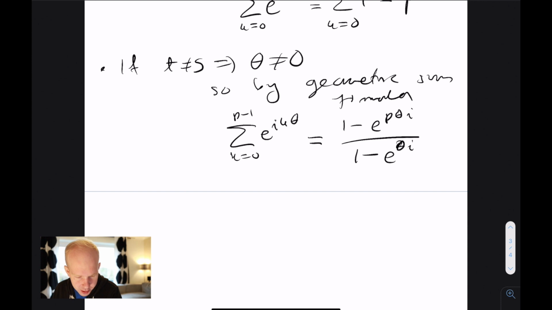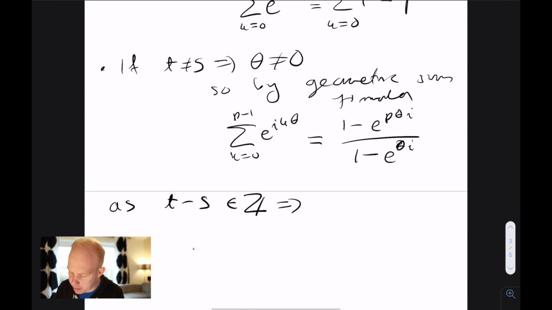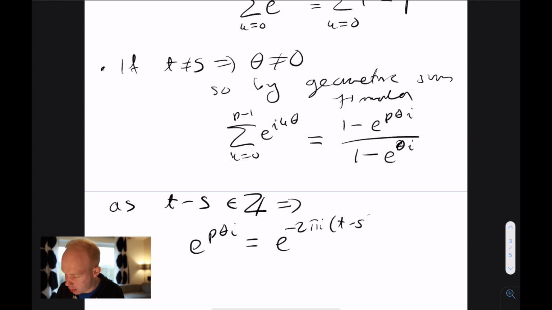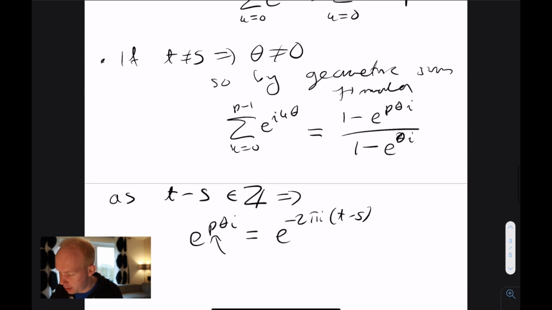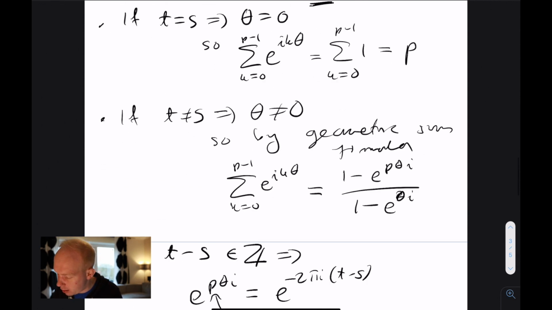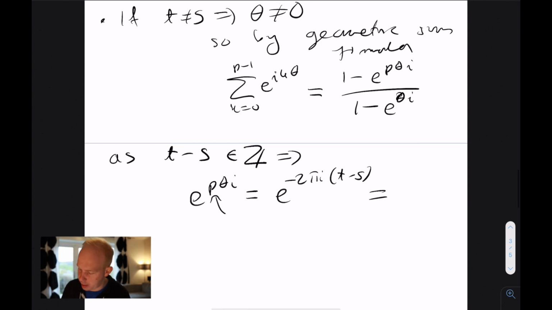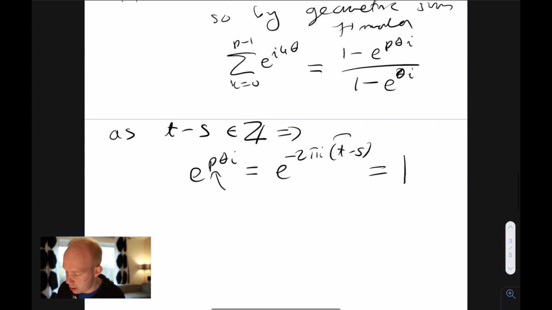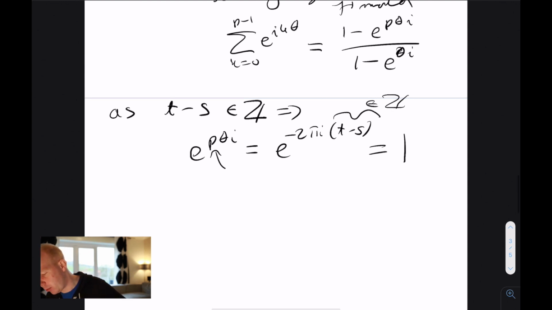But because t minus s is an integer, this implies that e to the power p theta i is equal to e to the power minus 2 pi i (t minus s). It's just t minus s because you're multiplying by the p in the front, and theta depends on p, you're dividing by that quantity. This is just equal to 1, because if this is an integer, then you get an integer multiple of 2 pi, and you get 1.